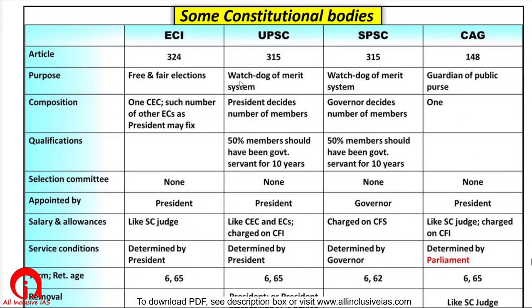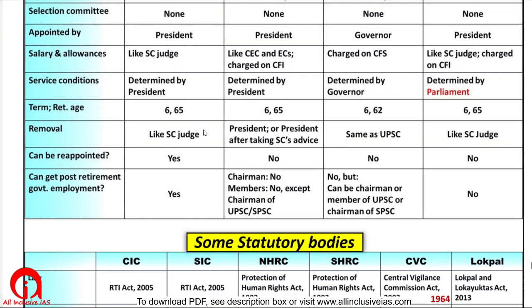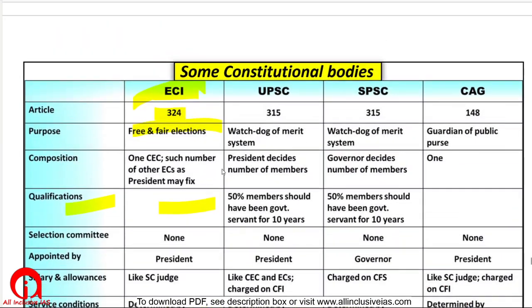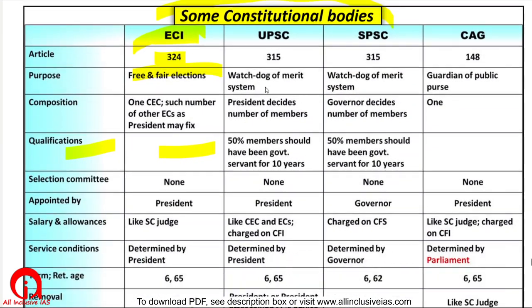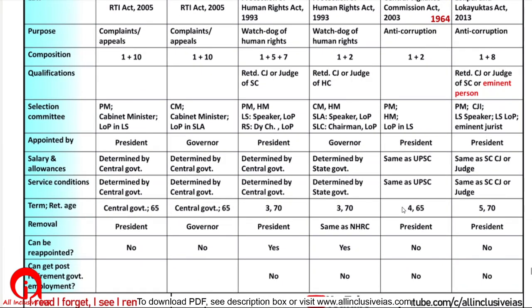Some constitutional bodies, I've made a small table, like ECI is under which article, what is the purpose? Purpose is free and fair election. What are the qualifications to become a member of Election Commission of India? No qualification prescribed. So such a table I have made because through a table you can easily learn the things. Similarly, these are constitutional bodies, and here are some statutory bodies. So just compare the things and learn.